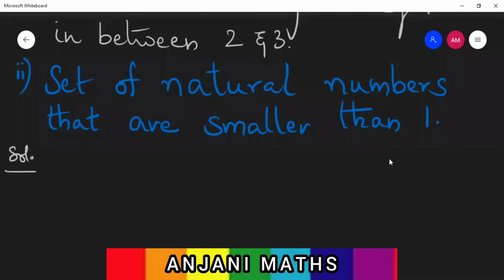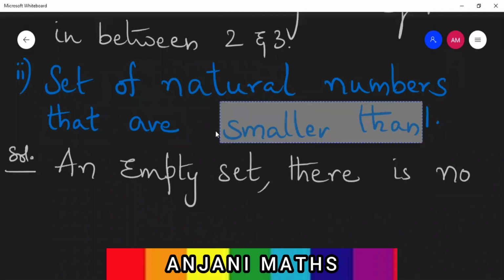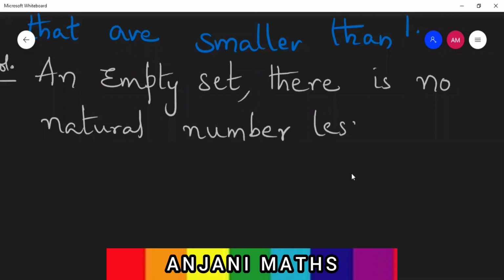What do we conclude here? It's an empty set. What's the reason? Because there is no natural number less than 1. If I say less than 2, yes, it's not an empty set because we have a single element, 1. Okay, let us move to the third one.